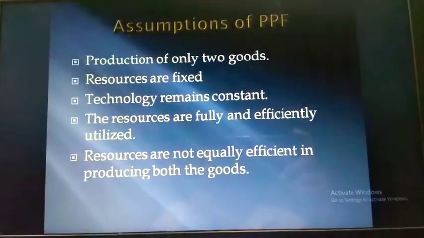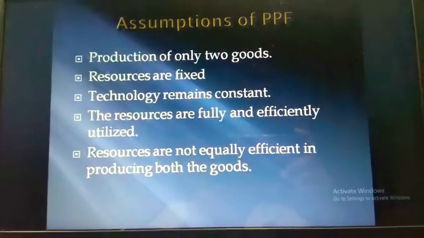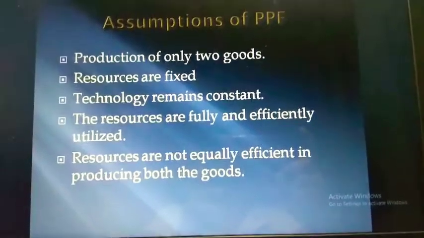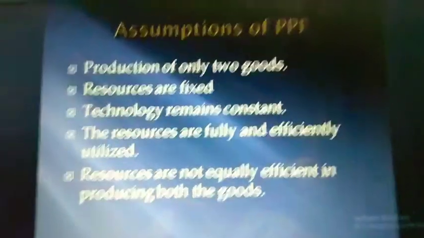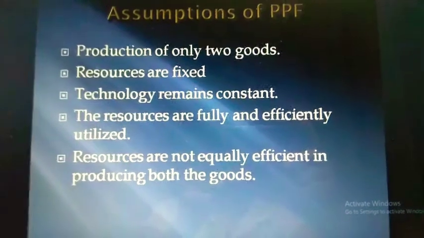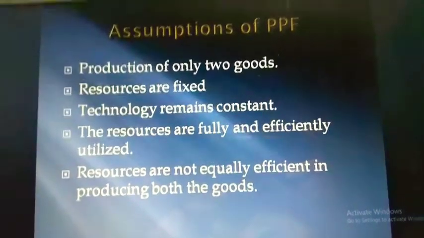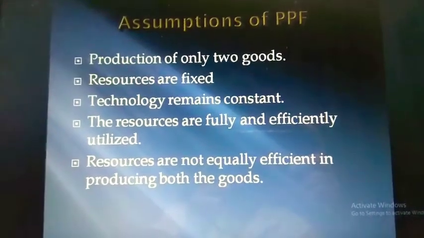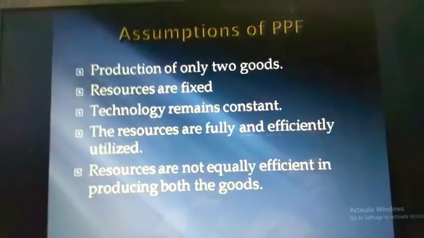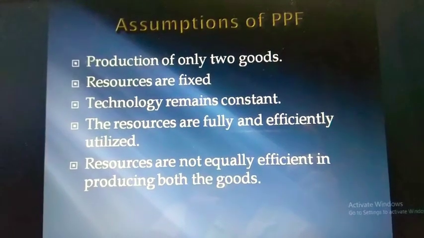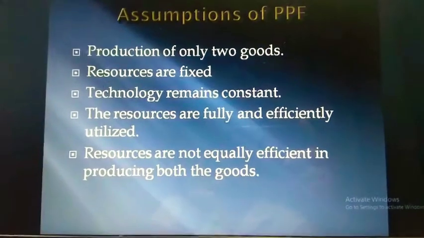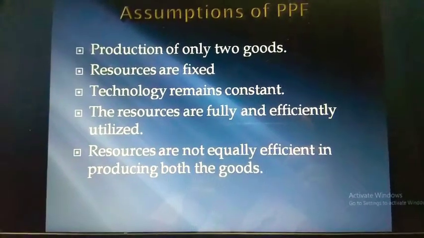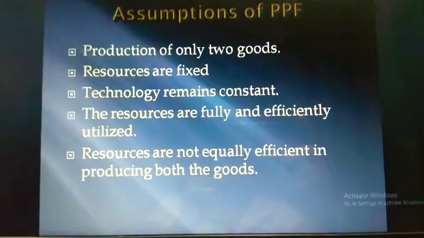Now, we talk about the assumptions of production possibility frontier. So, what are the assumptions? The first one we say is that production of only two goods takes place. As I told you, we have the limitation of two axes, so that is the reason production of only two goods is one of the assumptions of PPF. The second assumption we say that the resources are fixed. That means the resources are given to you. Technology remains constant.